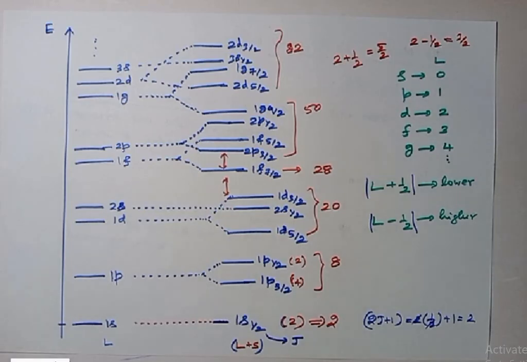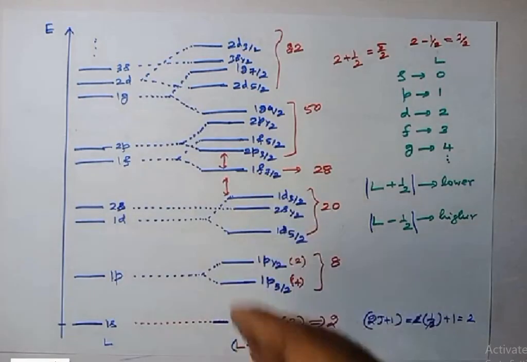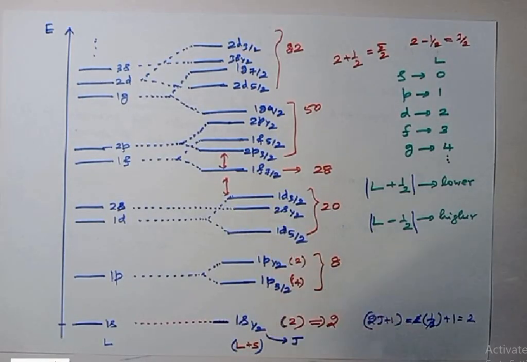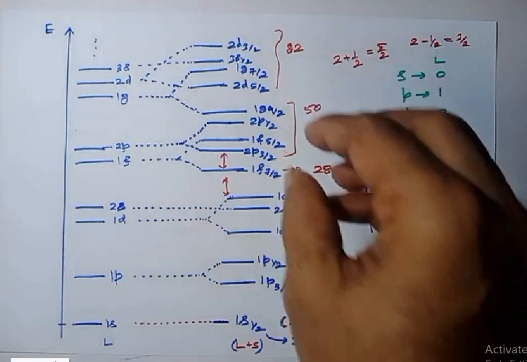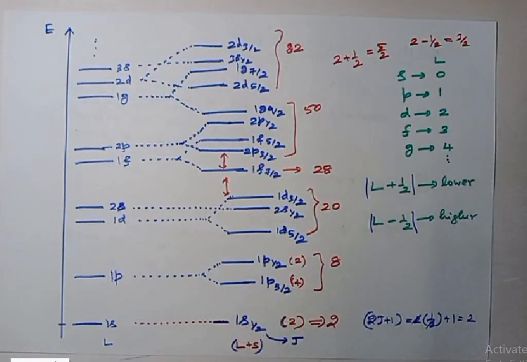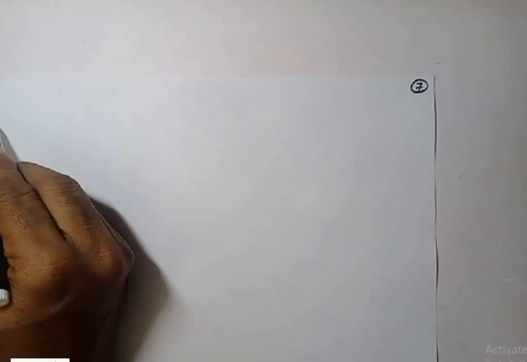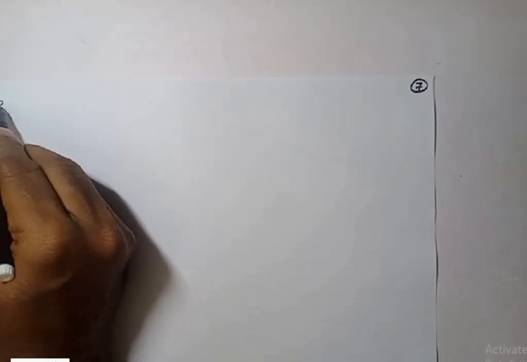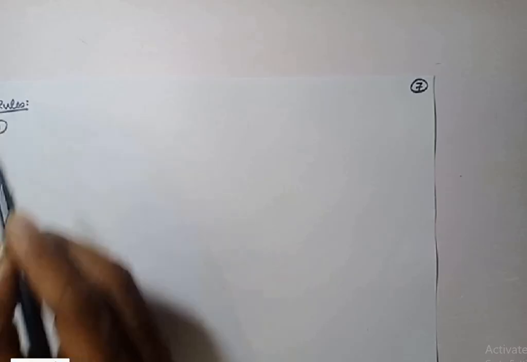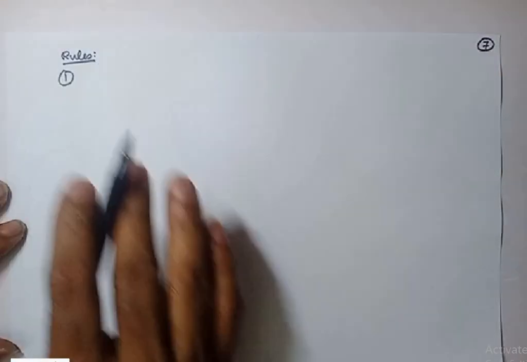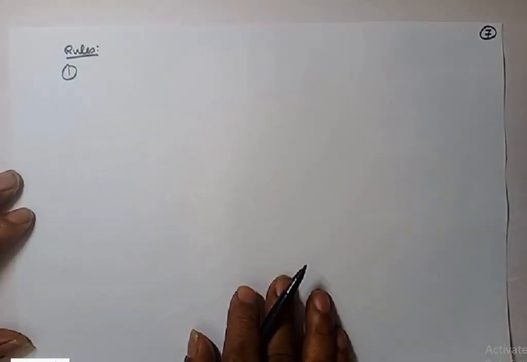If you have arranged the nucleons with these numbers, we can say that those nuclei are generally stable. These are some rules we say. How to find the I value using the nuclear shell model?